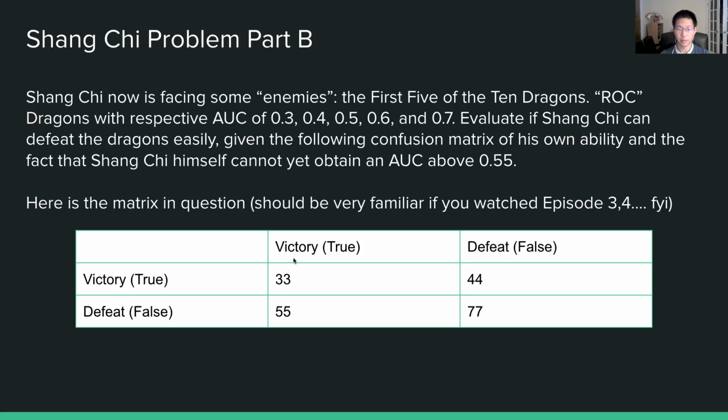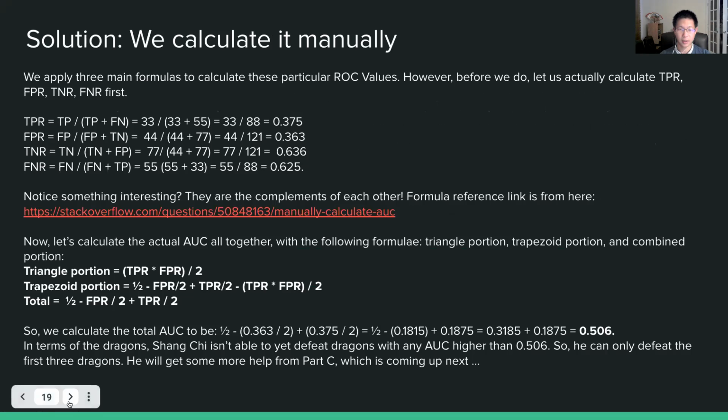So right away, guys, the true positive is 33 and the false positive is 77. I mean, the true negative is 77. And of course, the false positive is 55 and the false negative is 44. Remember those values on the confusion matrix, because the next slide will definitely quiz you on that. Since I realized in episode 3 the math took too long to solve, I deliberately did the math a priori before the episode. So I calculated TPR, FPR, TNR, FNR with the formulas found on Wikipedia. And these numbers are great because they're complements of each other. For example, 0.375 and 0.625, if you add them up, equal good old 1. 0.363 repeating and 0.636 repeating should also approximately add up to 1.